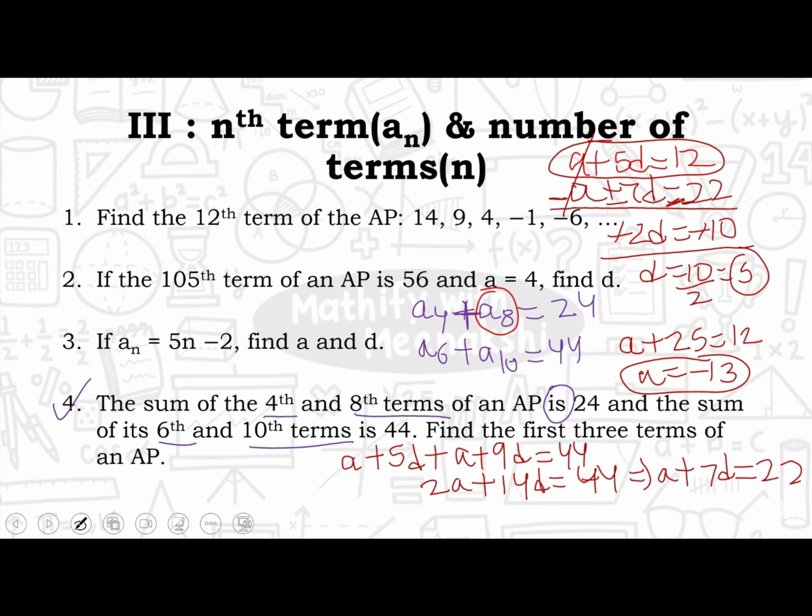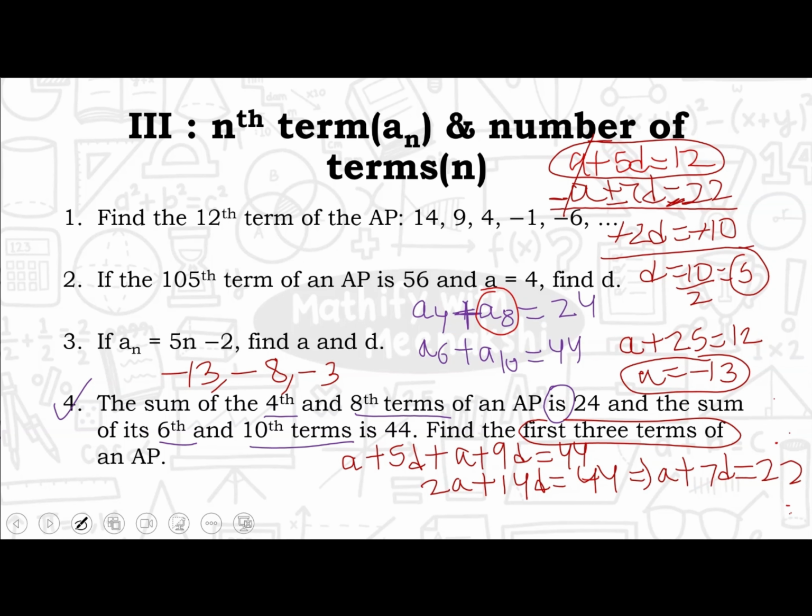When your d is positive, that means your sequence is increasing. So my final answer is first term is minus 13, second is minus 13 plus 5, that is minus 8, and third is minus 8 plus 5, that is minus 3. You have to just find the first three terms of an AP. So I've written minus 13, minus 8, minus 3.